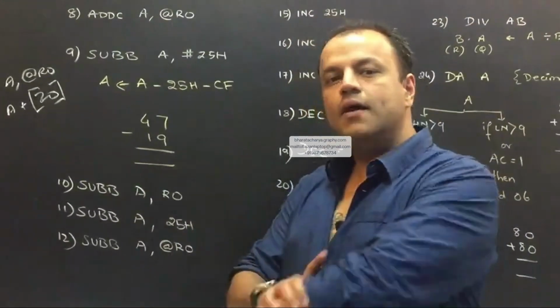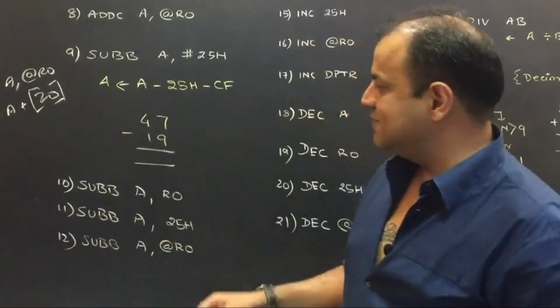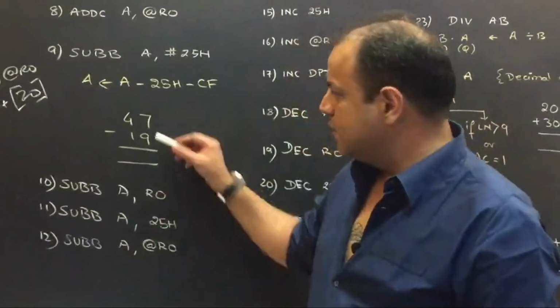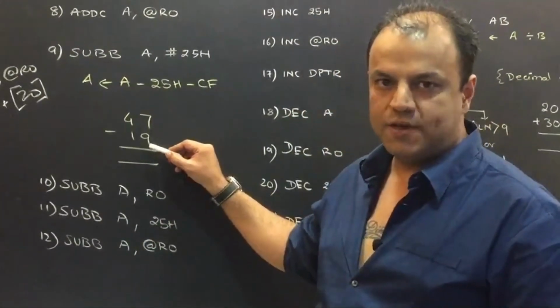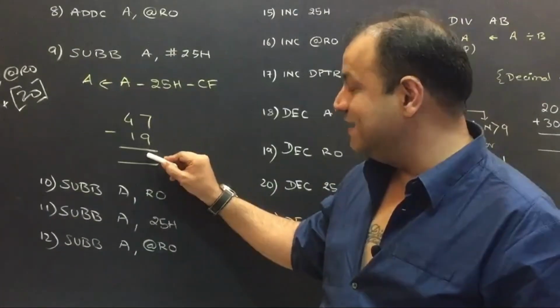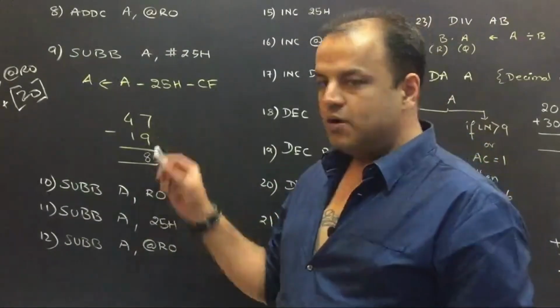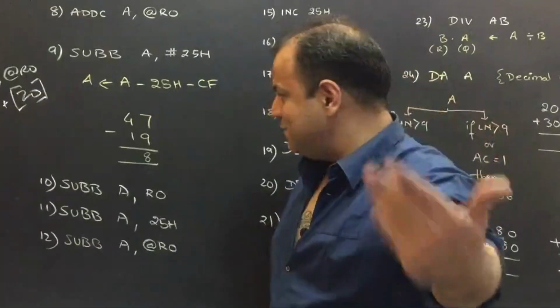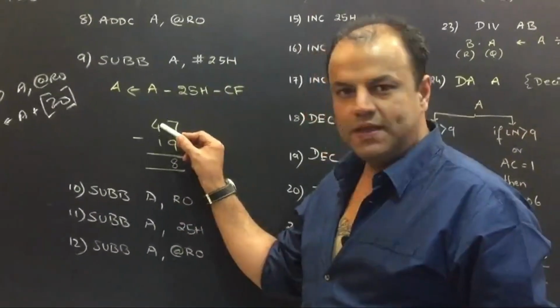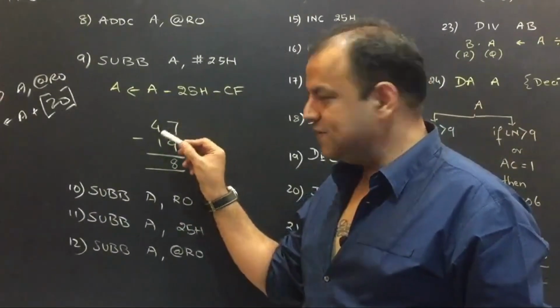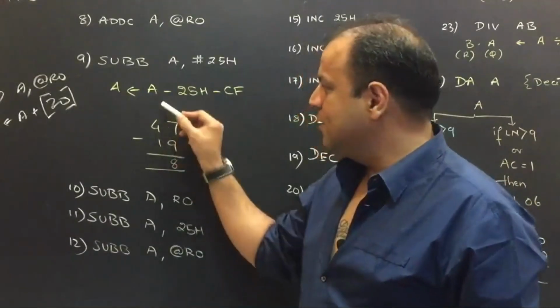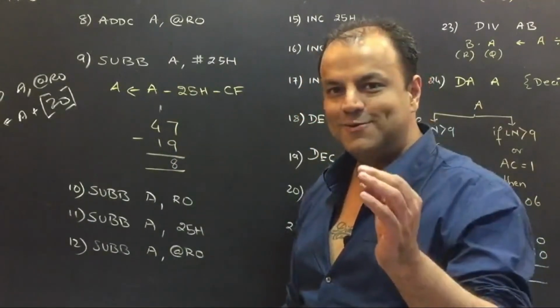47 minus 19. How do you do subtraction? 47 minus 19 should give you 28. How do you get that? First you try to do 7 minus 9, which you cannot. So you take a borrow. 17 minus 9 is 8. Now, since school we have been taught, if we take a borrow, we cut this and make it 3. The processor is not going to cut this and make it 3. The processor will store the information that there was a borrow.